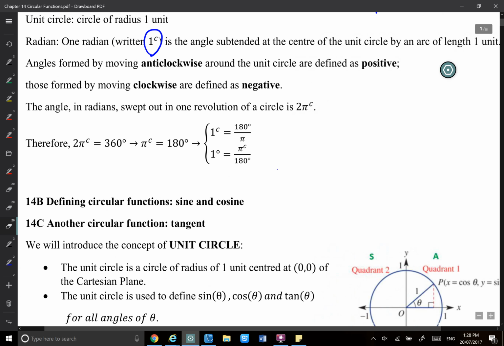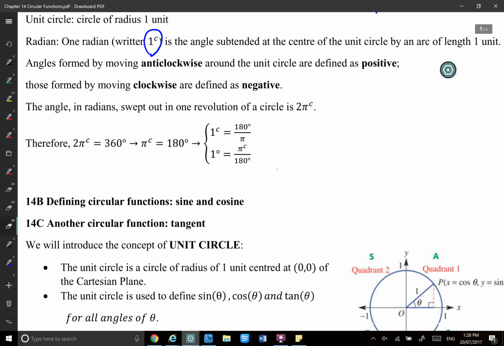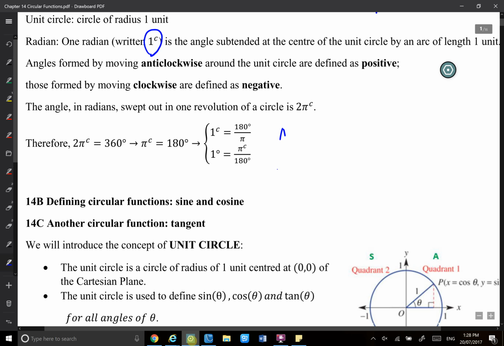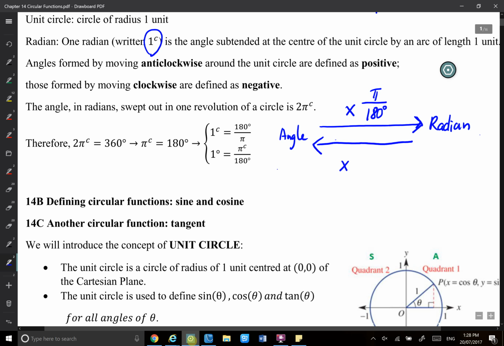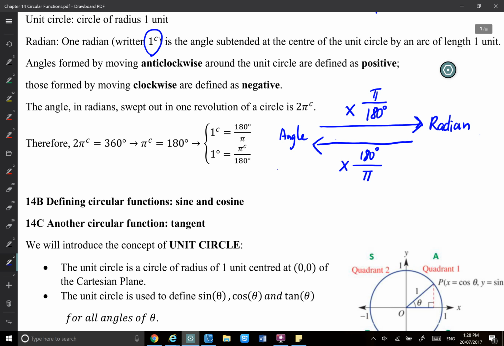The next thing we're talking about is how we convert an angle between radian and degree. If we have an angle in degrees and want to convert it into radian form, I will times pi over 180. If from radian I want to go back to degrees, I will times 180 degrees over pi. That's how we convert between the two types of units.